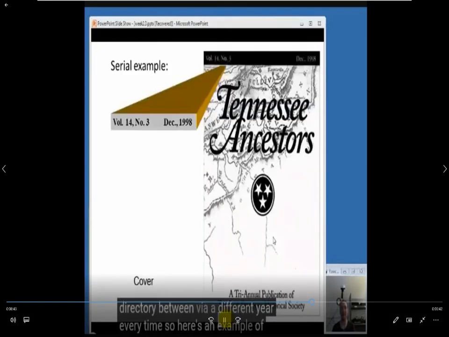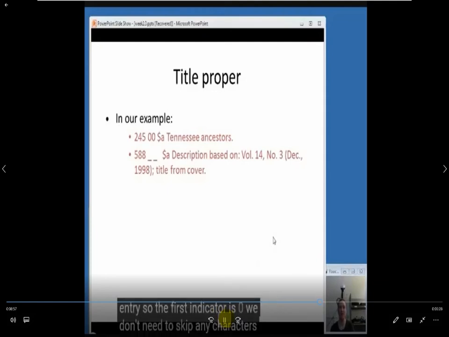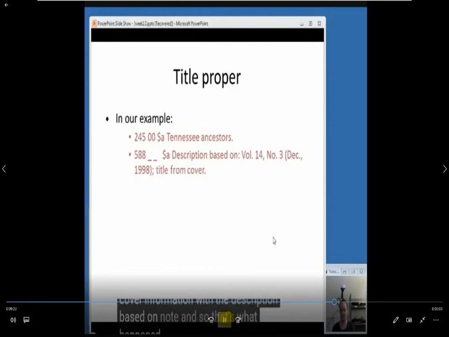So here's an example of our serial. We're taking information from the cover. And so here would be our 245 field. In this case, there's not another main entry, so the first indicator is 0. We don't need to skip any characters, so the second indicator is also 0. The title proper of Tennessee Ancestors goes in the subfield A with the period at the end. Because this didn't come from the title page, we do need to indicate where it came from, and so it came from the cover. And we'll talk about this more when we talk about notes later in the class, but you can combine the title from cover information with the description based on note, and so that's what happened in this case.